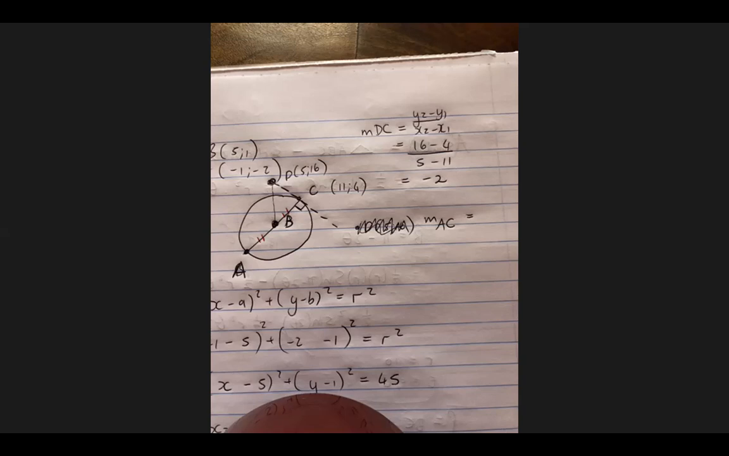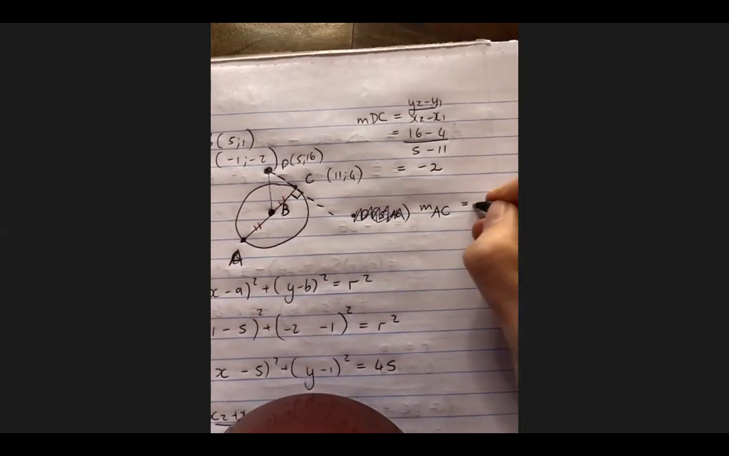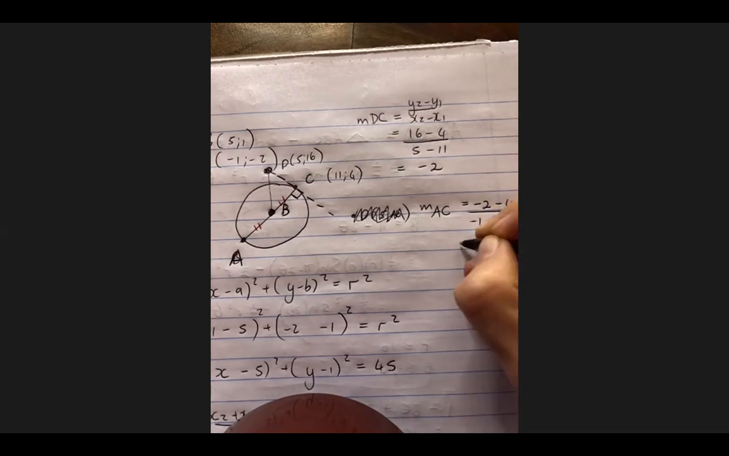Gradient of AB. Use your coordinates nicely. You were given A, so I'm going to use -2. And then let's just use C. And I'm going to use -1, minus 11. Okay, if you work that out quickly, you should get 2.5.